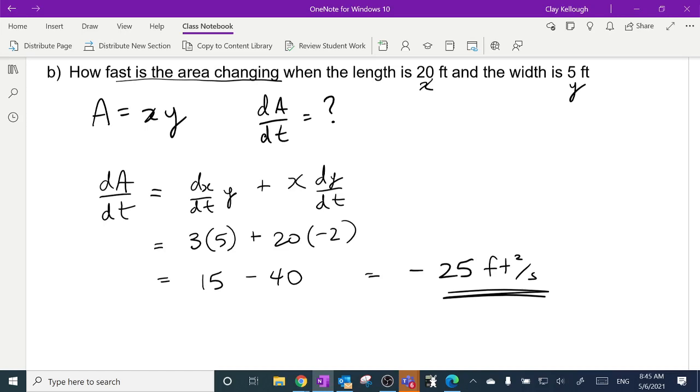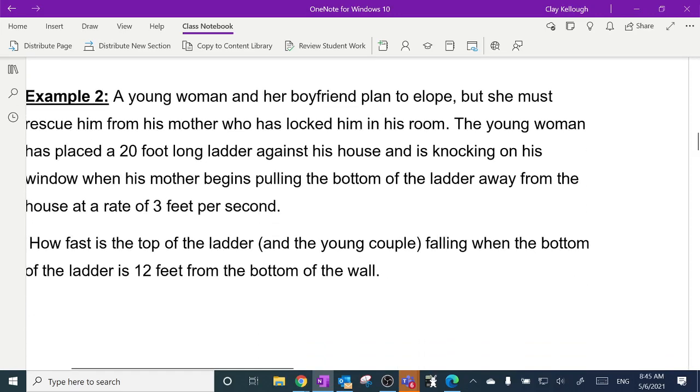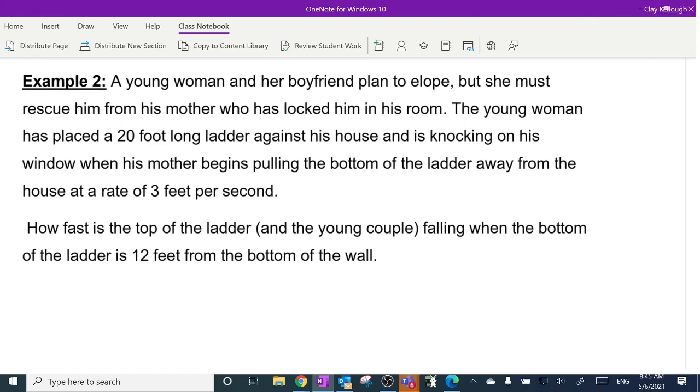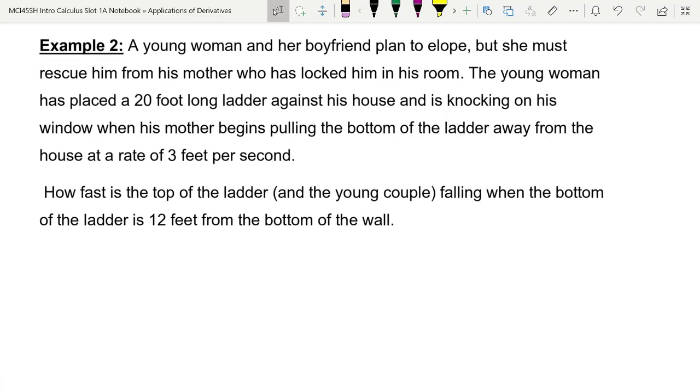All right, now here's one that's really counterintuitive. Check out example 2. A young woman and her boyfriend plan to elope. You know what that means, right? Elope means that they're going to run away and get married. But she must rescue him from his mother, who has locked him in his room. The young woman has placed a 20-foot-long ladder against his house and is knocking on his window when his mother begins pulling the bottom of the ladder away from the house at a rate of 3 feet per second.